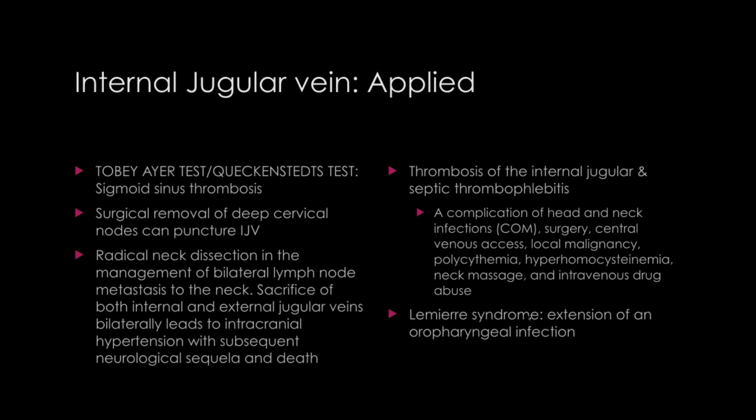Lemierre syndrome is a syndrome which causes the thrombosis of the internal jugular vein as a result of oropharyngeal infection. So when oropharyngeal infection extends into the internal jugular vein, it is called Lemierre syndrome.